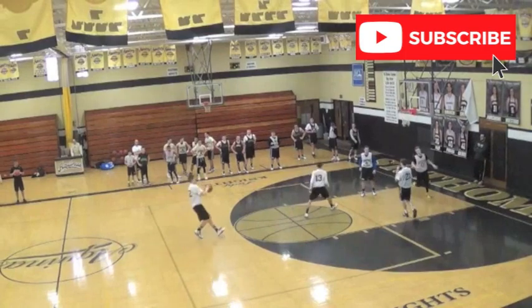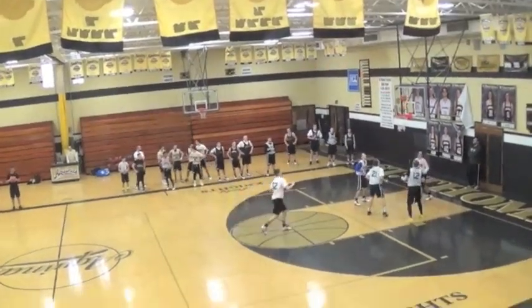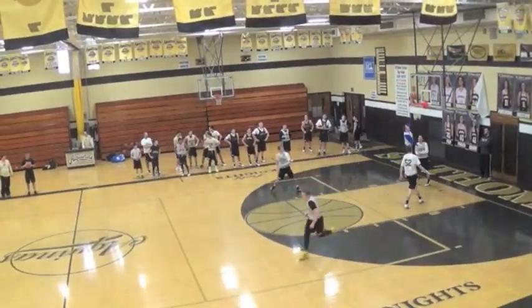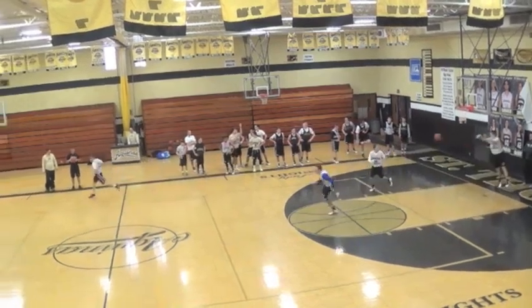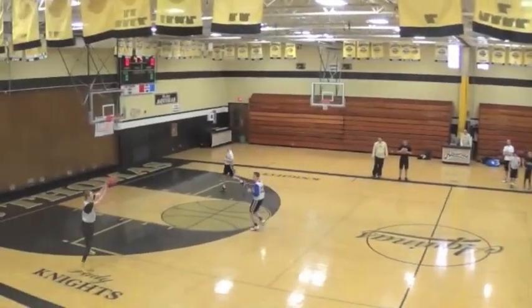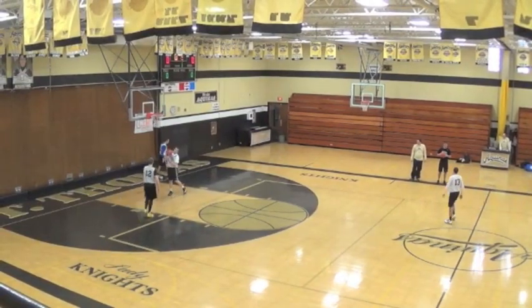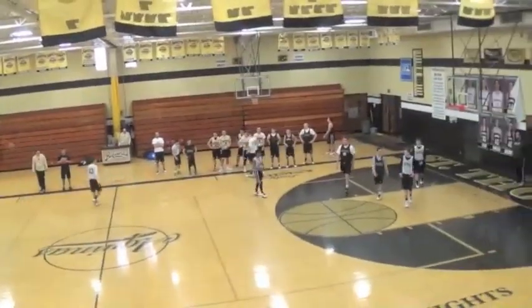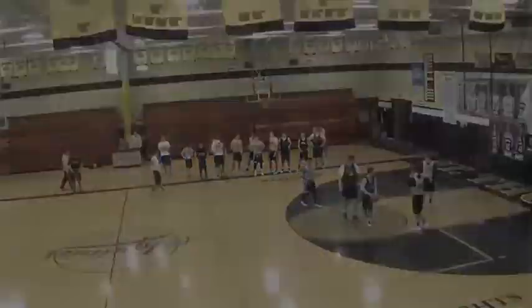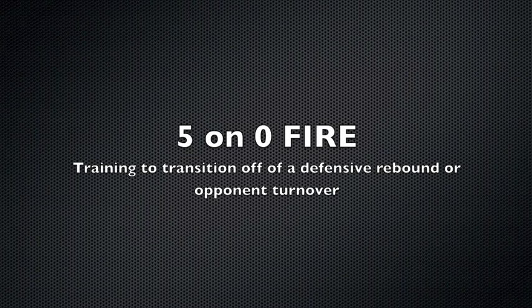So the second drill is similar to the first drill, but is used to ingrain the habits for our transition organization off of a defensive rebound or an opponent turnover instead of an opponent-made basket. There are a couple tweaks to the drill, but it largely stays very similar to the 5-on-0 primary cycles we've already seen in this video, especially the fact that it's 5 trips up the court.